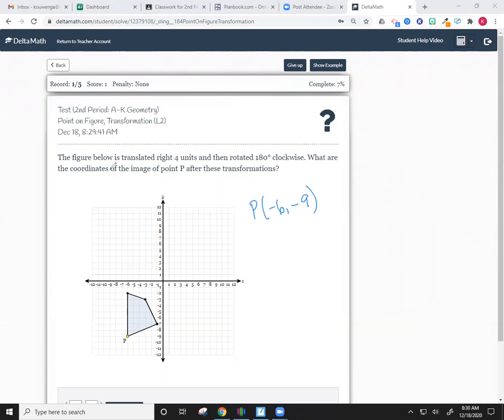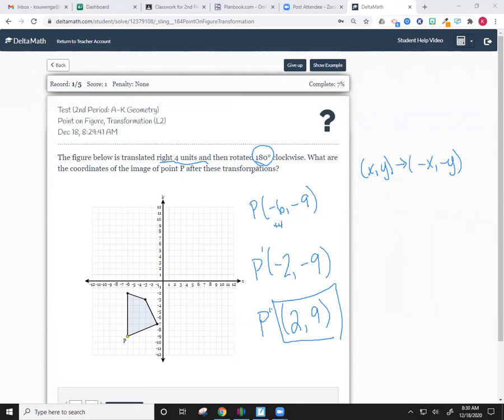It says it's translated right 4 units and then rotated. If I go to the right 4 units, that's only changing my x, so I add 4 to my x because it's moving to the right. Now I'm at -2, -9. Then it wants it rotated 180 degrees, so (x, y) maps to (-x, -y). We just change our signs. Instead of -2, it's +2, and instead of -9, it's +9. So we're looking for the point (2, 9).